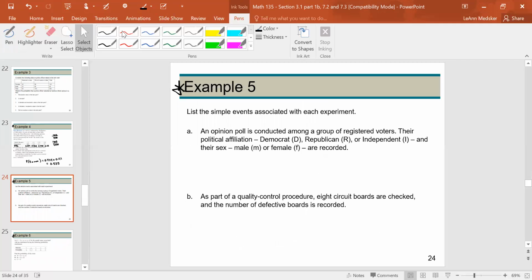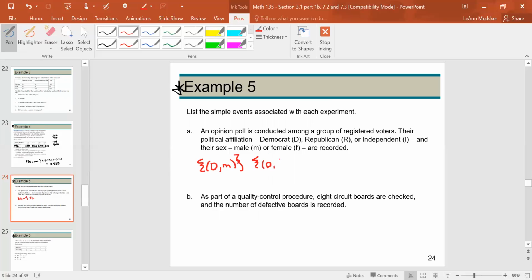Okay, so this one's just a practice in listing the simple events associated with each experiment. So an opinion poll is conducted among a group of registered voters. Their political affiliation, Democrat, Republican, or Independent, and their sex, male or female, are recorded. So we're looking at simple events that have 2 categorizations. What is your political affiliation and what is your gender? And usually in WebAssign, they'll have you do these as ordered pairs. So we have a Democrat could be a male. That's one option. And simple events are usually just listed in their own brace. If they want you to list it in one big set brace, it'll usually say S equals.